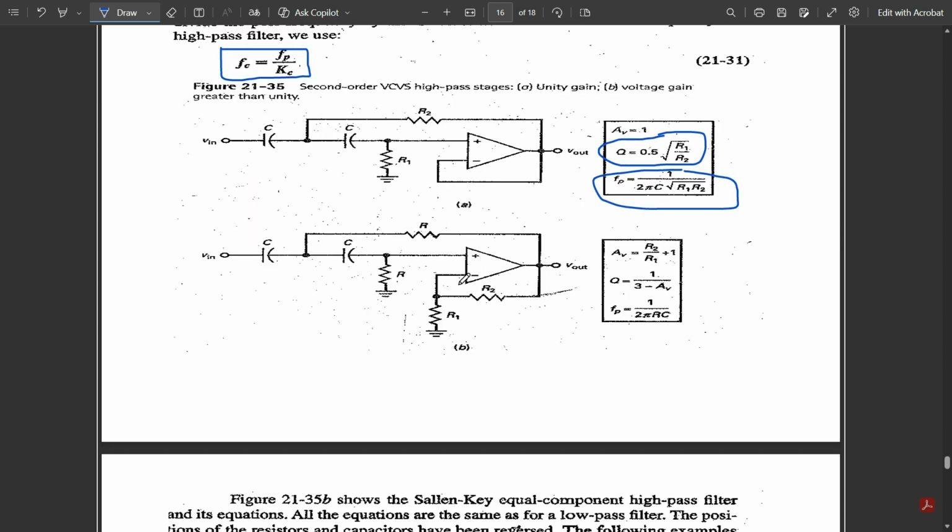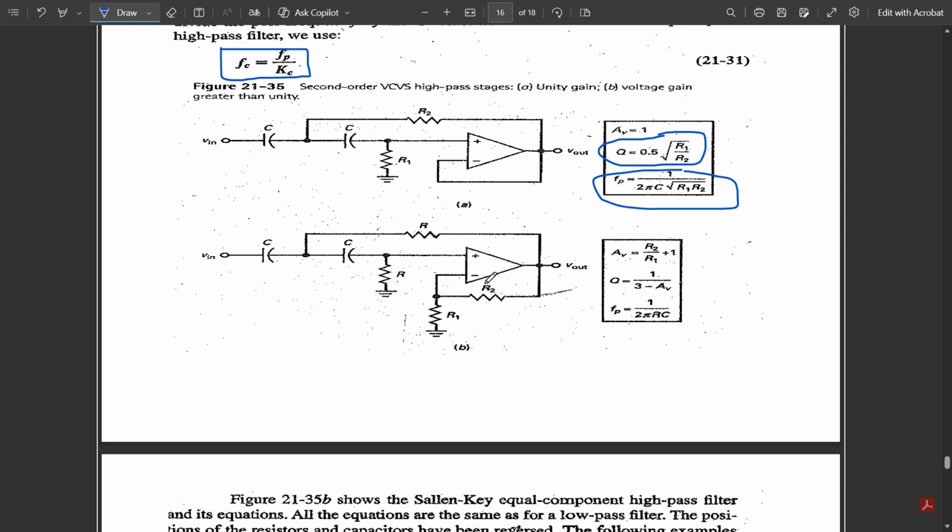So here this is the second circuit where we have the equal components. So this amplifier can also be called the Sallen-Key second order equal component filter, where both the capacitances as well as the resistors have the same value, but we have one additional feedback path.